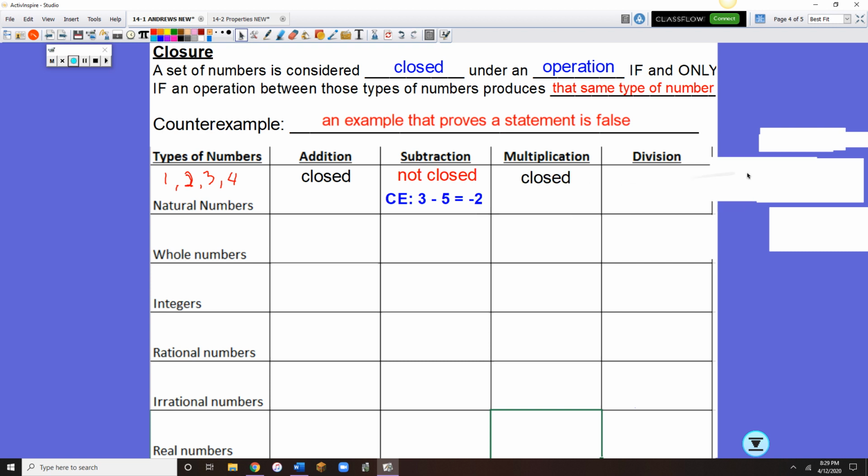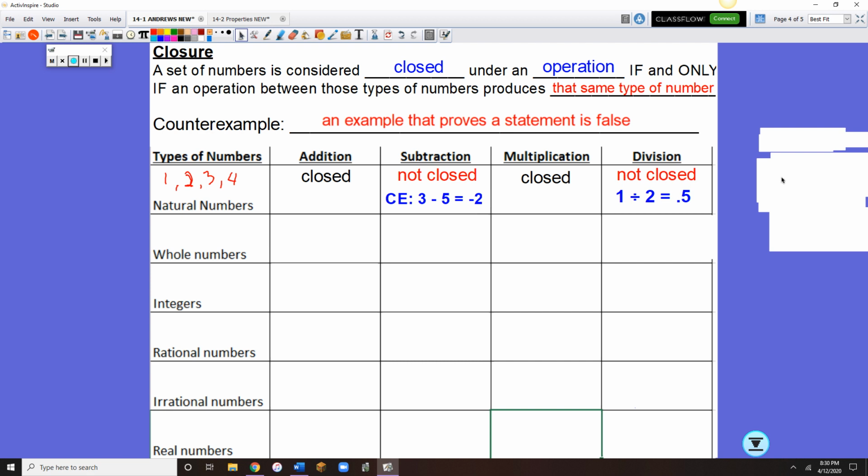Multiplication is closed. If I take any natural numbers and multiply them together, there's no way I can get a decimal or a negative or anything like that. So it's closed. But just like subtraction, division is not closed. 1 and 2 are both natural numbers. But if I divide 1 divided by 2, I get a decimal, and decimals are not natural numbers.